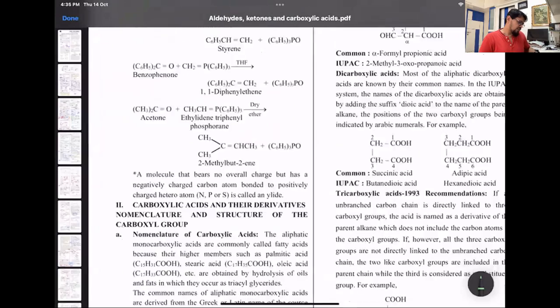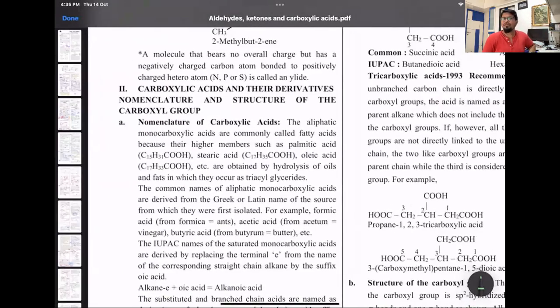Then next we have carboxylic acids. Normally we all call them fatty acids, because the higher members, is this clear, are all obtained by hydrolysis of oils and fats, like those beyond 10 carbon atoms. So we have palmitic acid from palm oil, stearic acid from tallow, oleic acid from olive oil. They are all obtained by hydrolysis of oils and fats, which are triacyl derivatives of glycerol, what we also call triglycerides. Now the common name of the acid is from the source from where they are found. That's how the name is there.